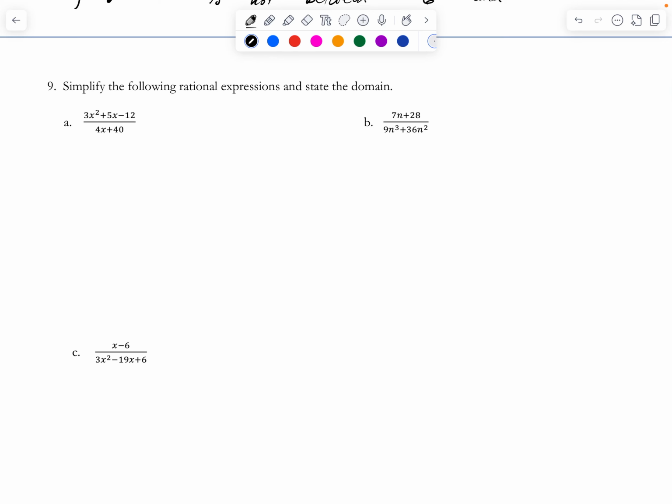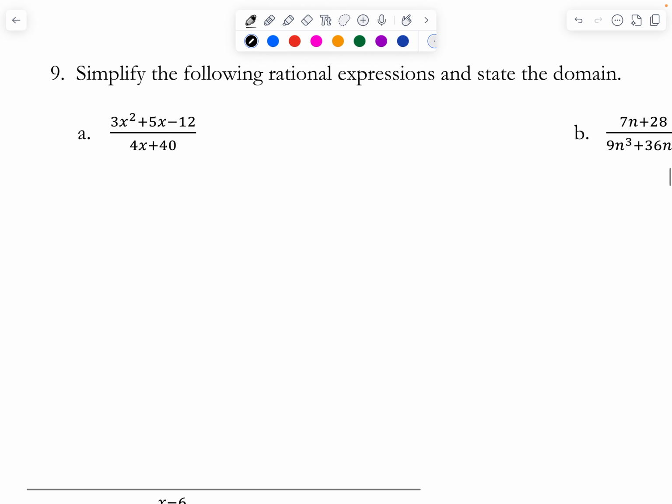All right, this is going to be the first part of Unit 6 on rational functions, and you'll see this video is mostly on rational expressions. All right, so we're going to simplify these and then state the domain of all of them. So the key thing here is to factor as much as you can and see if you can cross anything out.